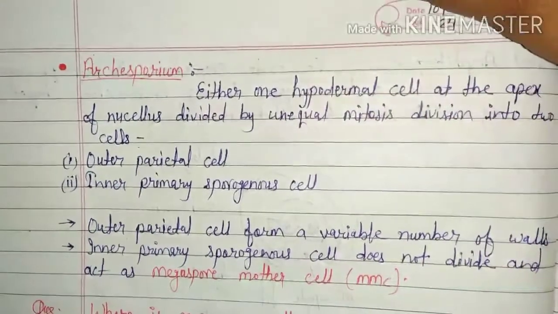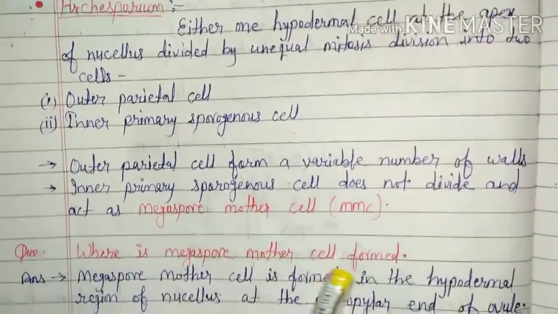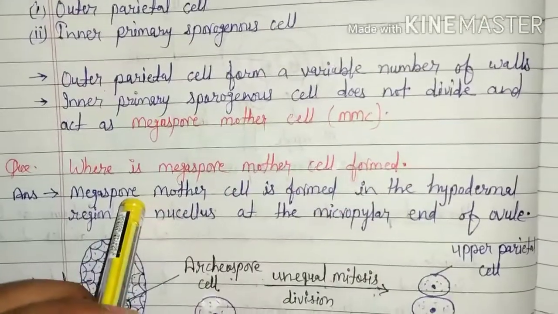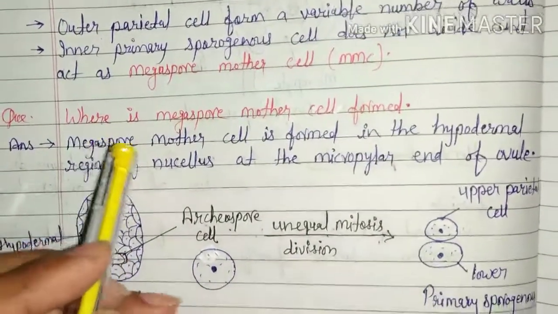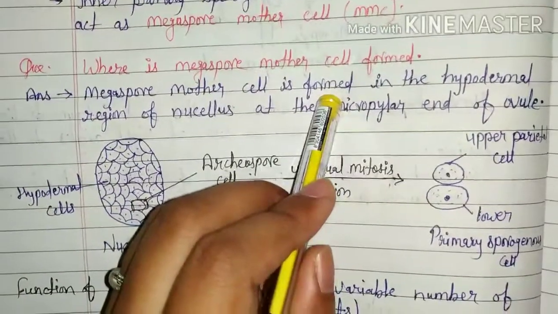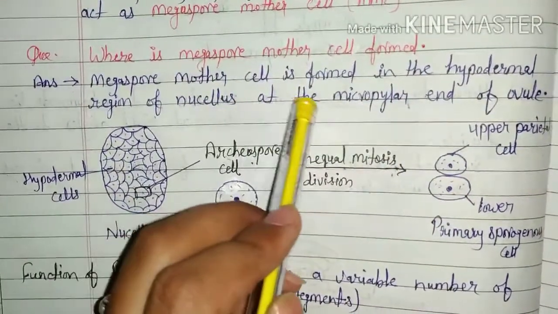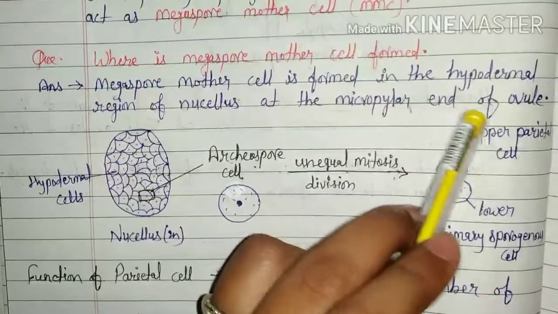Now, there is a question: where is the megaspore mother cell formed? Answer: the megaspore mother cell is formed in the hypodermal region of the nucellus at the micropylar end of the ovule.